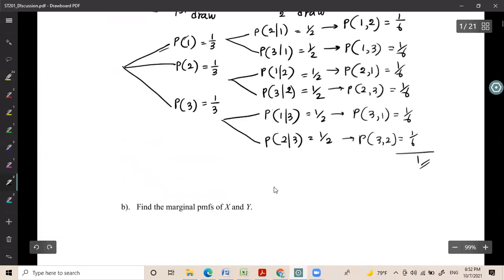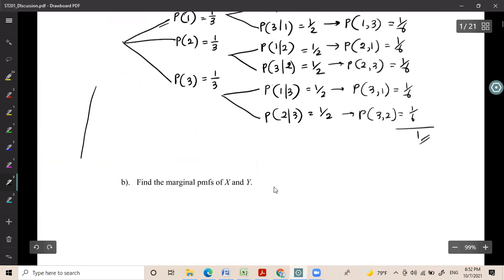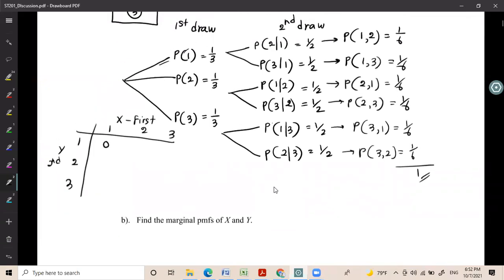PMF of X and Y, right? The joint PMF of X and Y. So this is my X, the first ball. This is Y, the second ball. Can be either 1, 2, or 3. 1, 1 never will happen. First is 2 and second is 1. Where is it? First is 2 and second is 1. Here it is, 1/6.